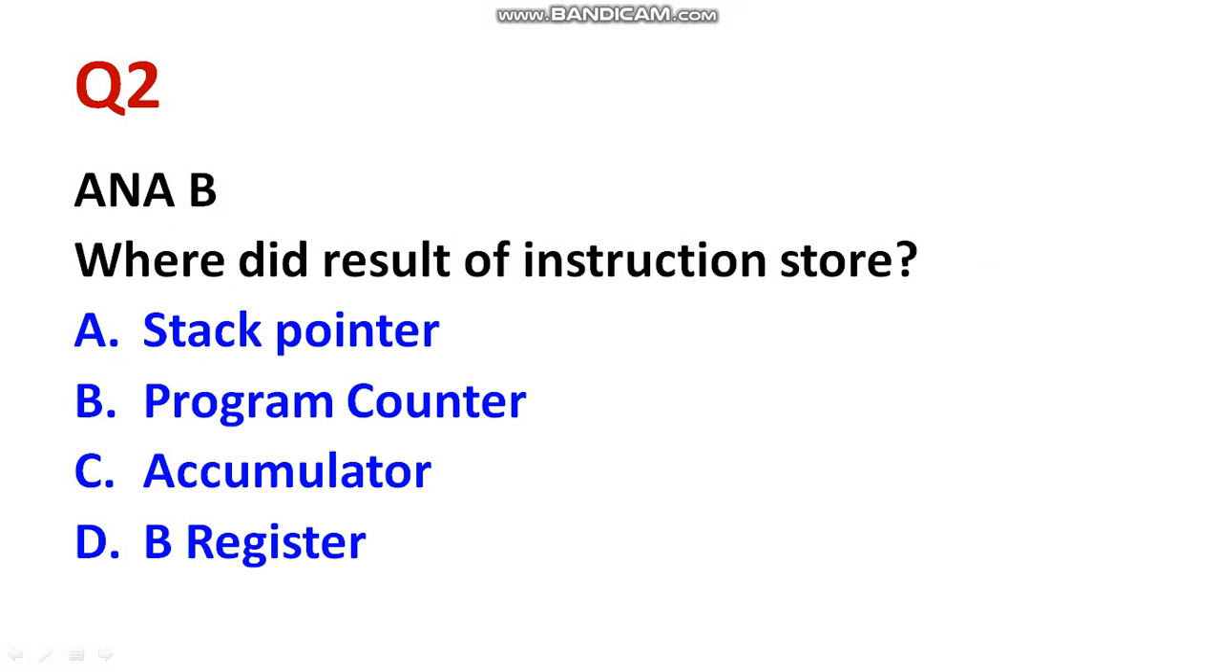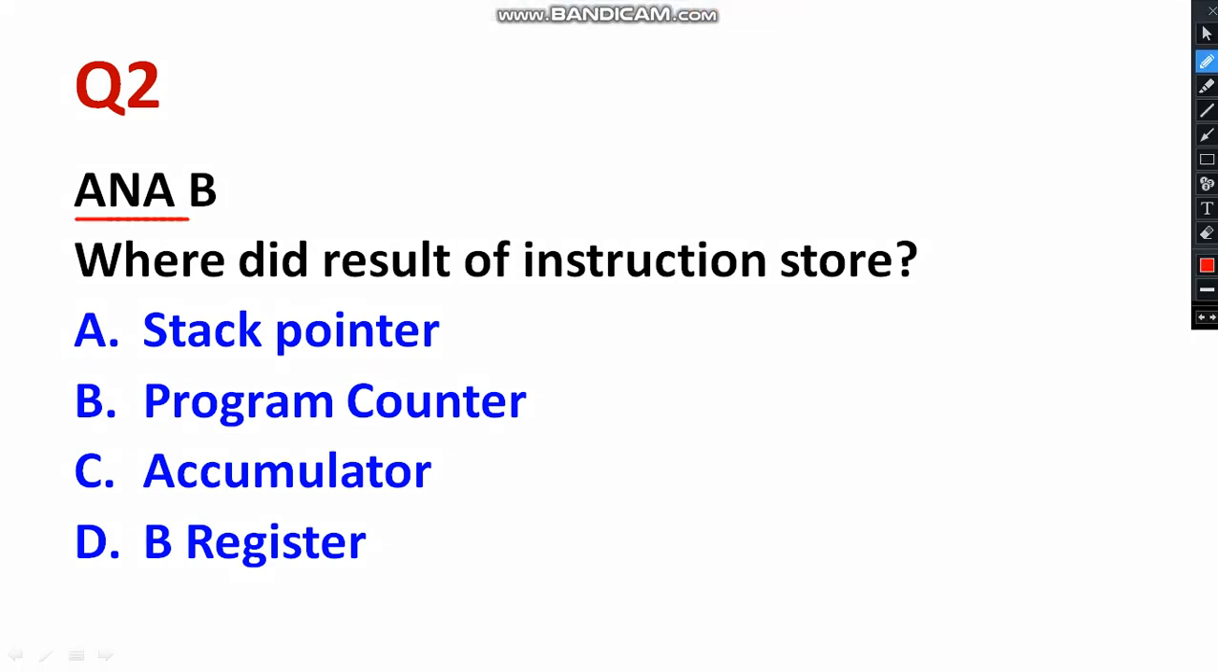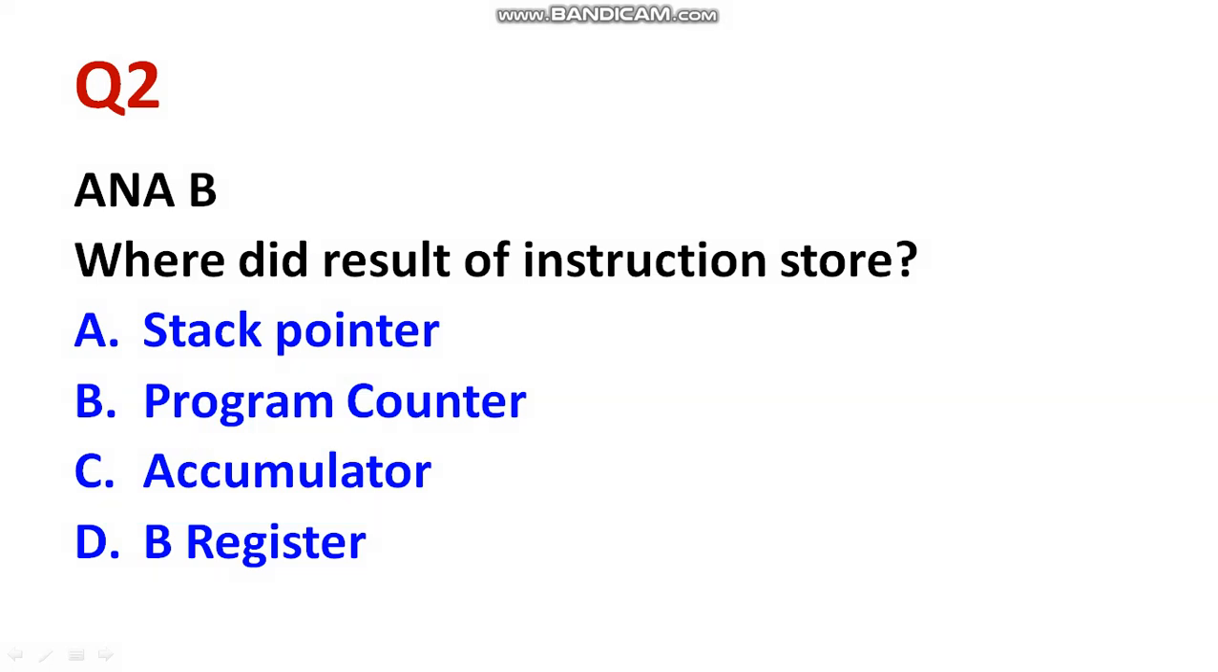Question number 2. Please read the question. ANA B. Where is the result stored? Of course, the result will definitely be stored in the accumulator. That means A dot B is going to be stored in A itself, the accumulator. That is what we saw in the first question.